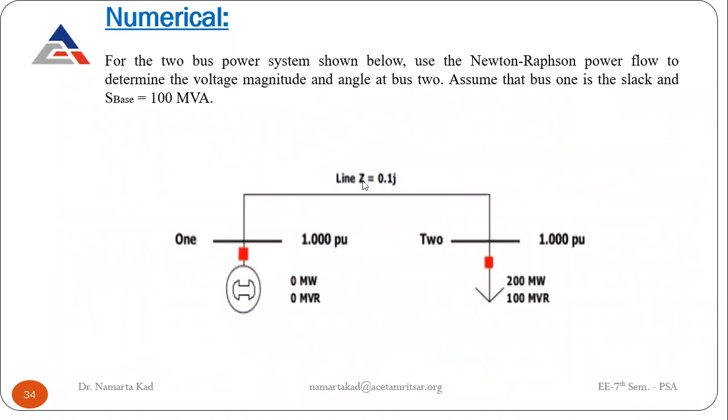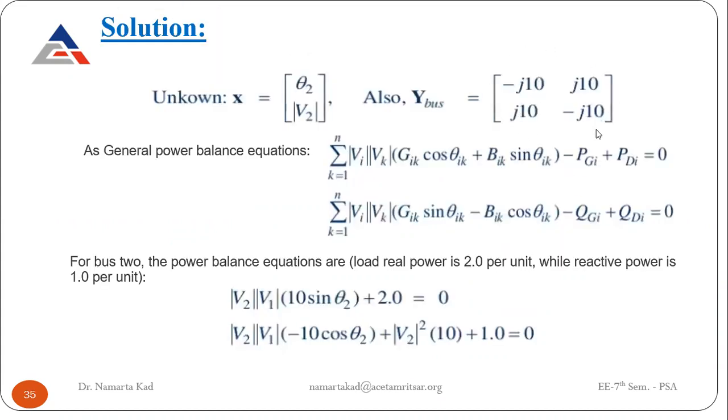Firstly, convert this impedance into the admittance. Then you're going to calculate the Y bus. So this is your Y bus. Actually, when you invert the impedance, it comes out to be J10.